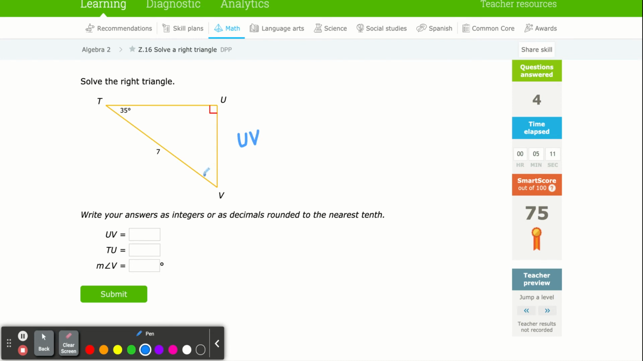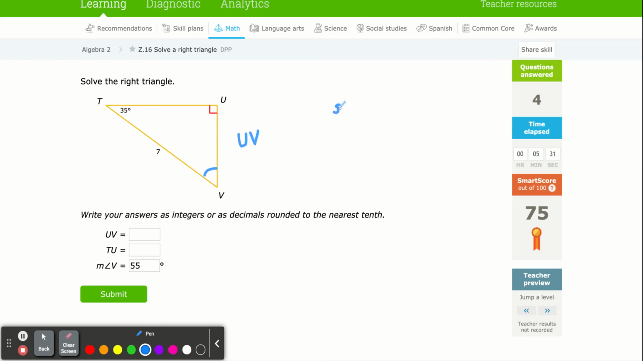The angle's easy, just 90 minus 35, because these two must add up to 90. 90 minus 35 tells me that this angle measure here is going to be 55. 55 plus 35 is 90. Now I'm going to use my trig functions to find the missing side length UV.